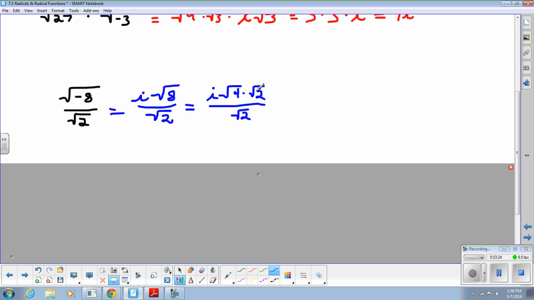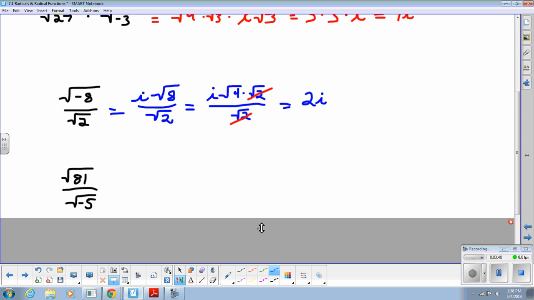I have a square root of 2 that's multiplied in the numerator and a square root of 2 in the denominator. So now that means they will cancel because that's like square root of 2 over square root of 2. That equals 1. So those cancel. And then I'm left with i times the square root of 4. And the square root of 4 is 2. So I say 2i. Okay, so now that is a division problem for us. If we can simplify, we can.